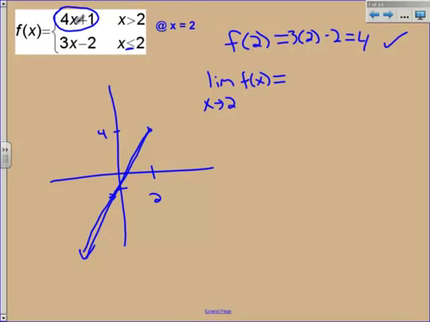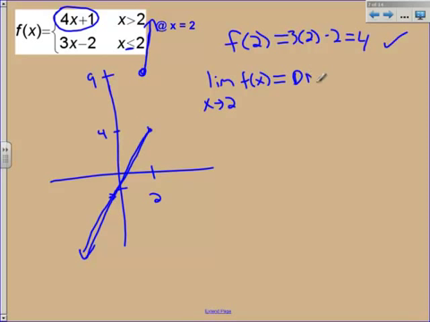Well, 4 times 2 is 8, plus 1 is 9. So at 2, this thing is way up here at 9, and it's an open circle, by the way, because it's not "or equal to," and it's got a slope of 4, so it's a little steeper than that other one. So there's a graph of your piecewise function.